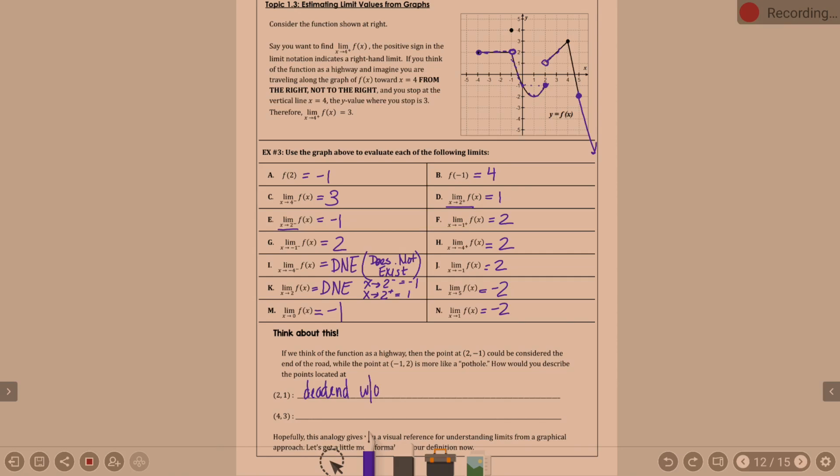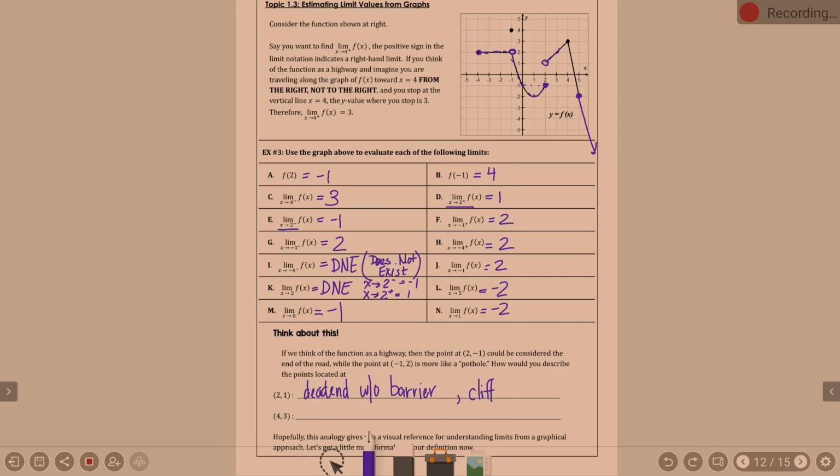Dead end without a barrier. Cliff. The idea is the road ends there. It doesn't just continue on the other side of that pothole or that break. There's a big gap. So the road ends there. And there's nothing saying, hey, stop here. There's no point in saying stop here. What about 4, 3?